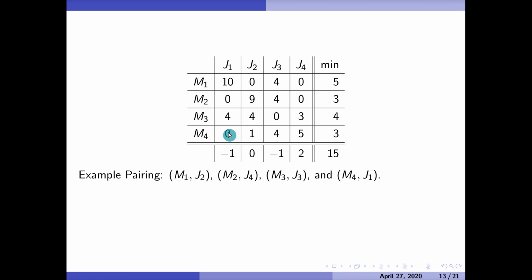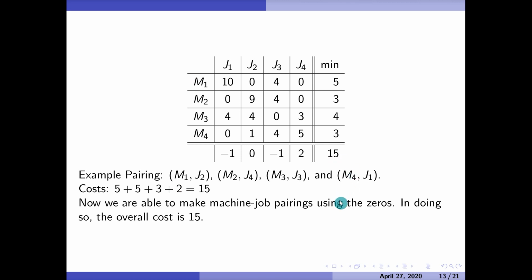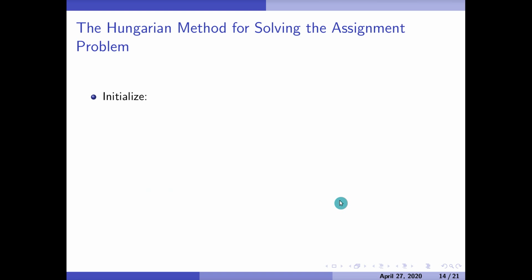Okay, so now if I figure out what my costs were for that, I go back to the original tableau and I see that the cost for the 1-2 cell was 5, the time for the 2-4 cell was 5, the 3-3 cell had a cost of 3, and the 4-1 cell had a cost of 2. So if I add those costs together, I get the 15. Okay, now I do have to be a little bit careful when I'm taking these pairings. I'll talk about that in a second.